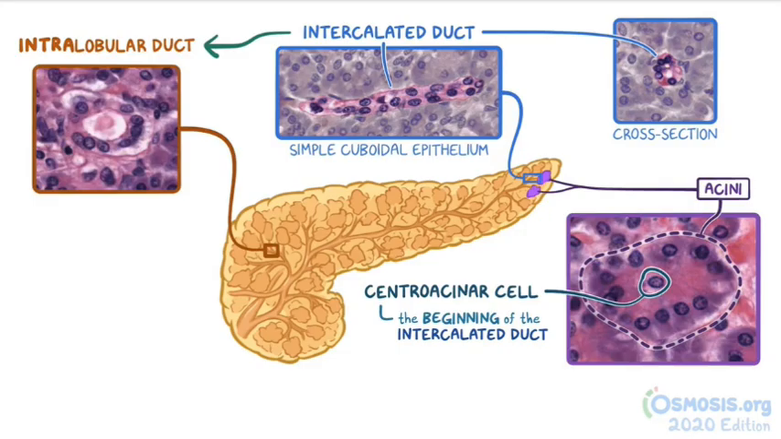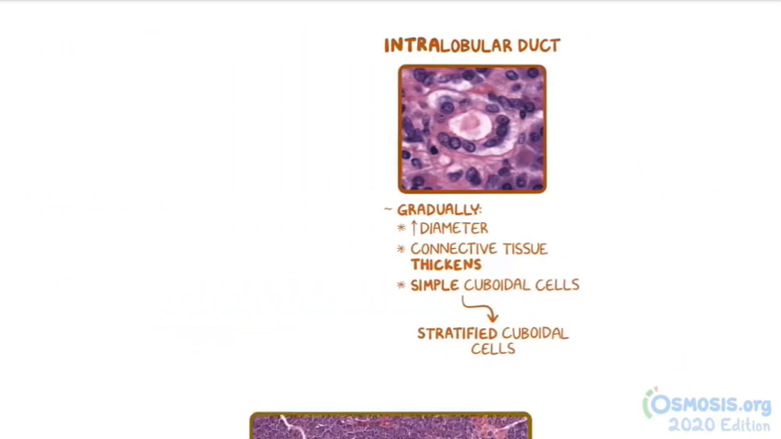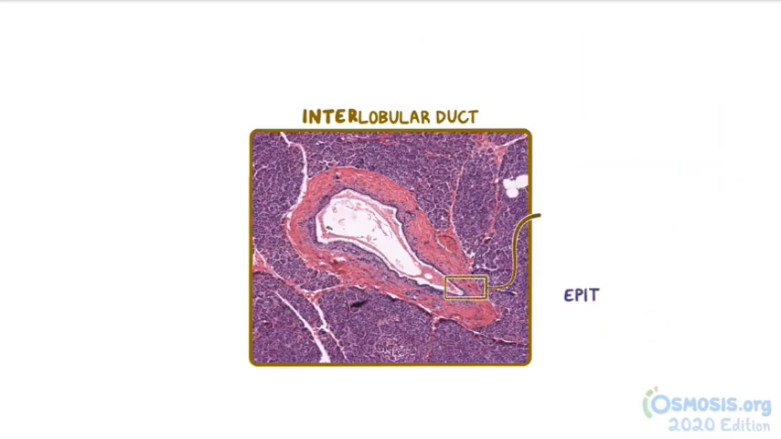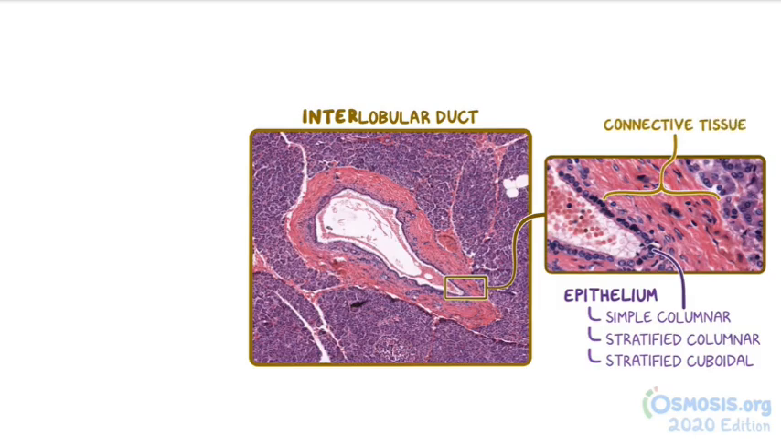As the ducts progress, they gradually increase in diameter, and the connective tissue surrounding these ducts also thickens. The epithelium will also transition from simple cuboidal cells to stratified cuboidal cells. The intralobular ducts then drain into the interlobular ducts, which are located between the lobes but within the septa. These ducts are lined with epithelium that can be simple columnar, or stratified cuboidal epithelium, and have a very thick layer of connective tissue surrounding them.